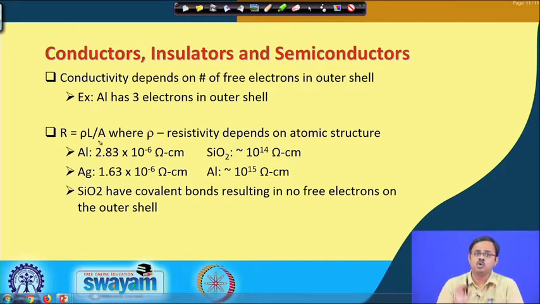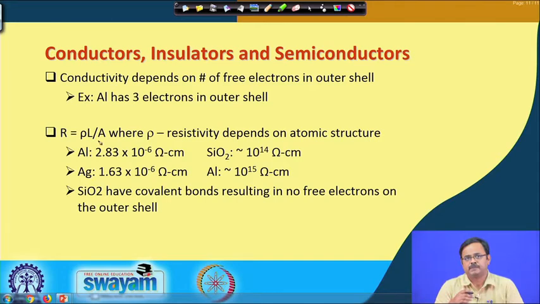Now, what is rho? Rho is the material property known as the resistivity, and that depends on the atomic structure. Resistivity determines whether a material is a good conductor of electricity or not. If we take, for example, aluminum or silver, the resistivities are of the order of 10 to the power minus 6 ohm centimeters. These are low numbers, so resistivity is low, or in other words conductivity, which is the reciprocal of resistivity, is high, and therefore aluminum and silver are good conductors of electricity.